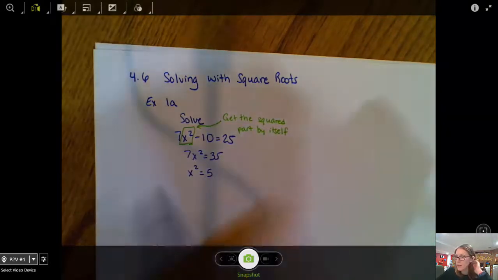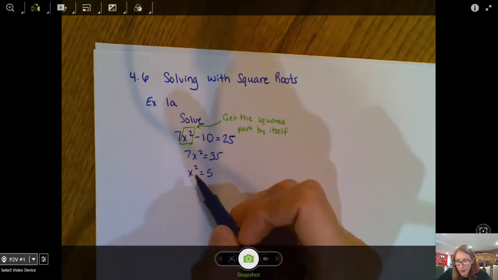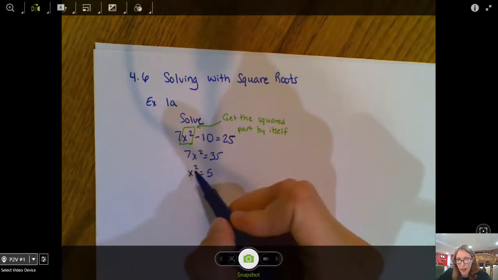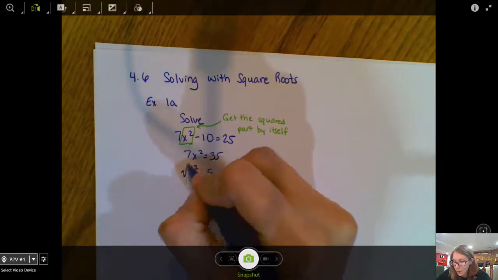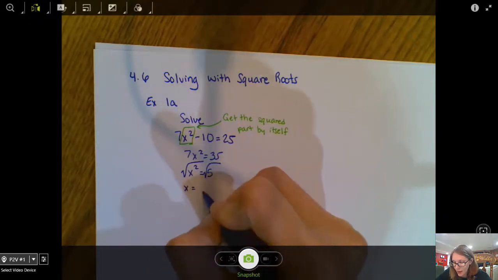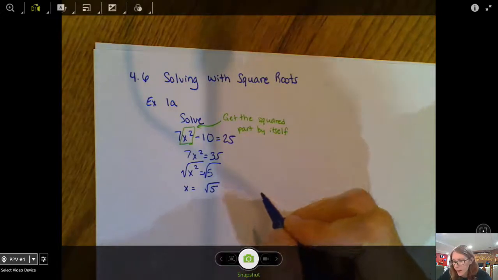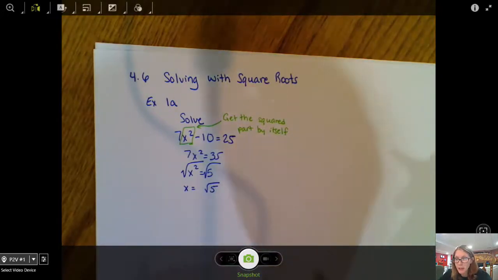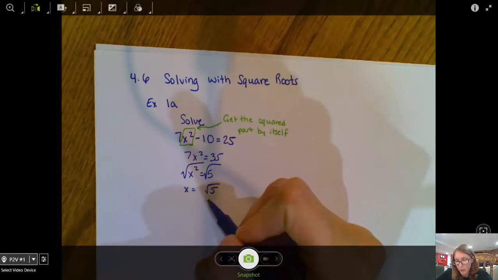Now, what numbers squared would give us 5, and how are we going to get our answer? To get rid of this exponent here, my squared, my second power, we can square root both sides. So x is the square root of 5. And the square root of 5 isn't a nice whole number. It's an irrational number. It's a decimal that continues forever and it doesn't repeat. So we'll leave it as the square root of 5.